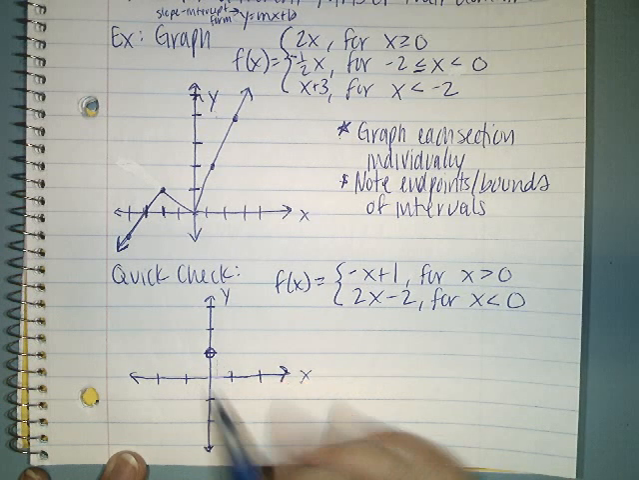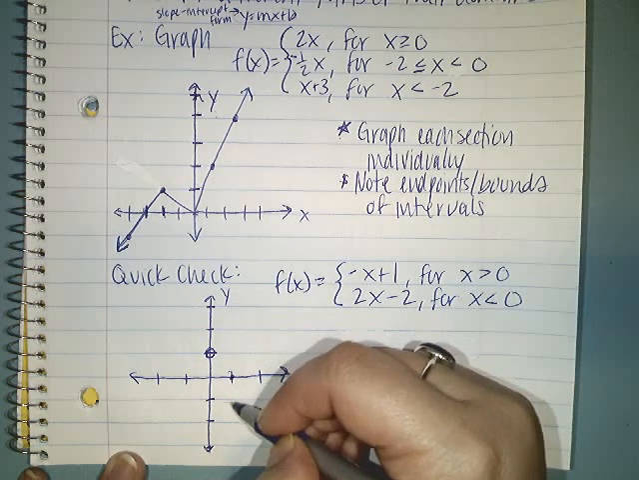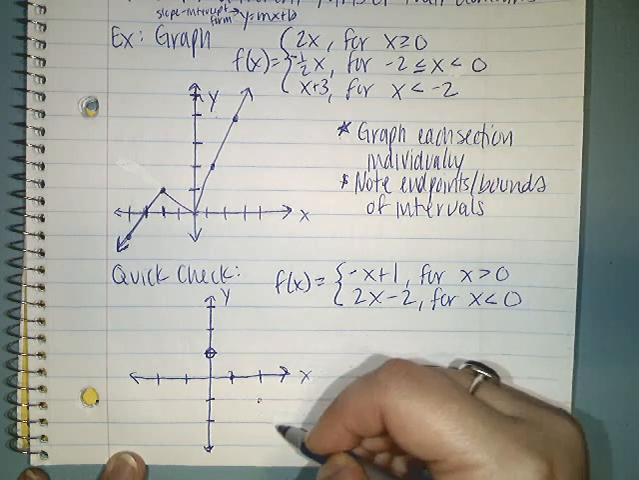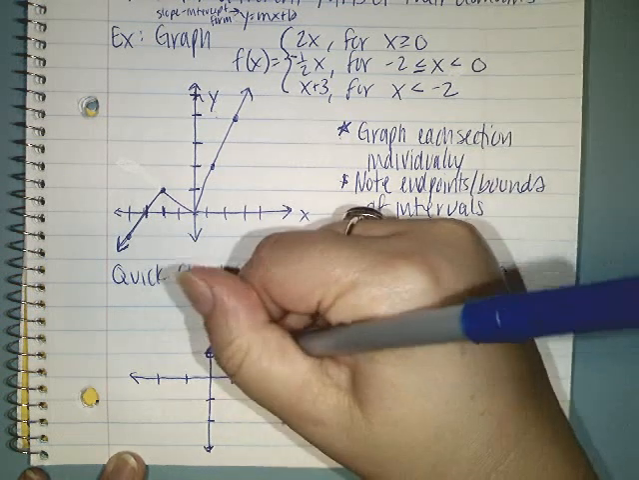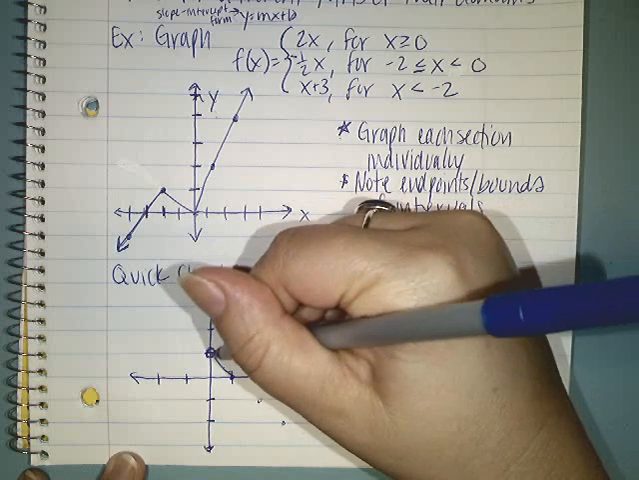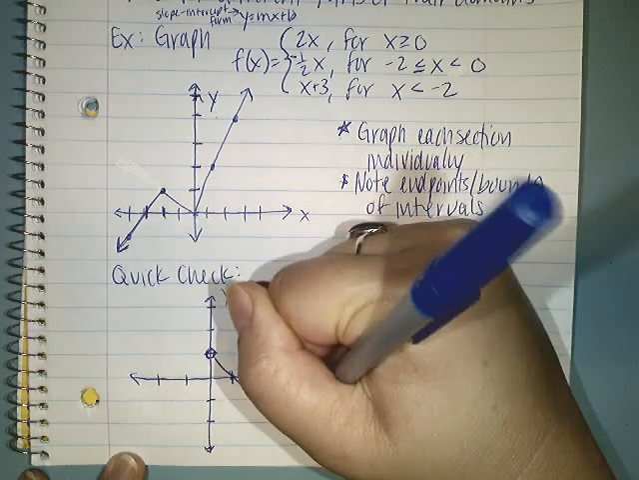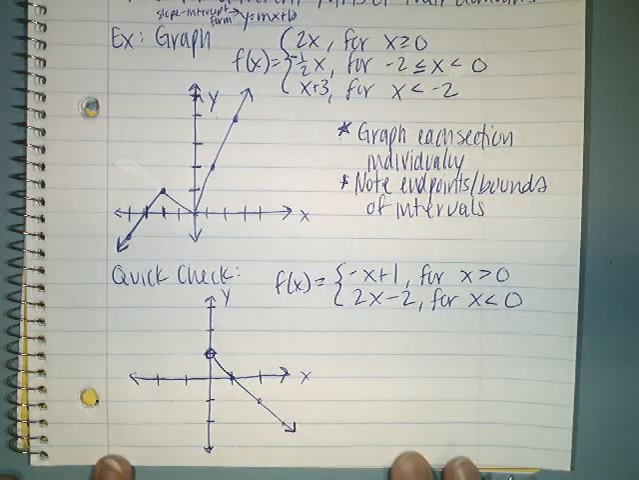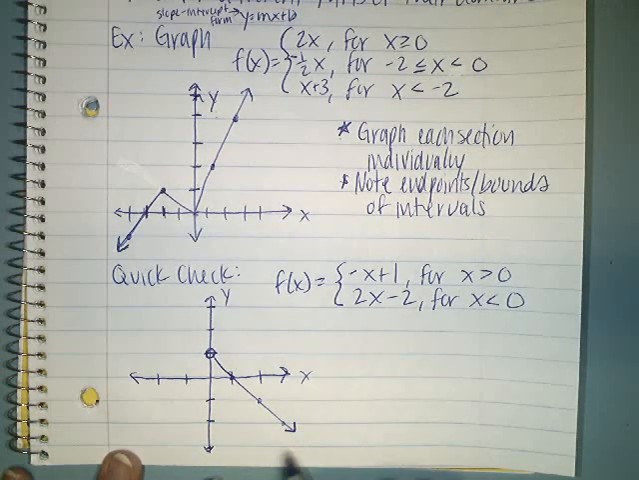Where it starts, and then I'm going to go down 1, over 1, down 1, over 1, down 1, over 1, and I can draw this line. It's going to continue on indefinitely because it's every value above 0 in the domain, so I can leave it with an arrow and I'm all set.